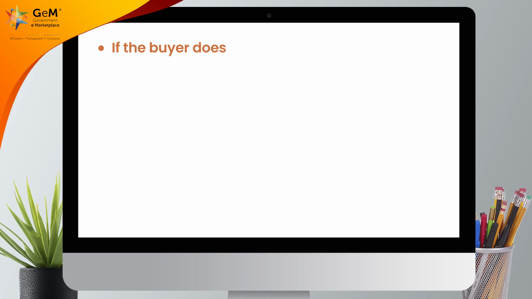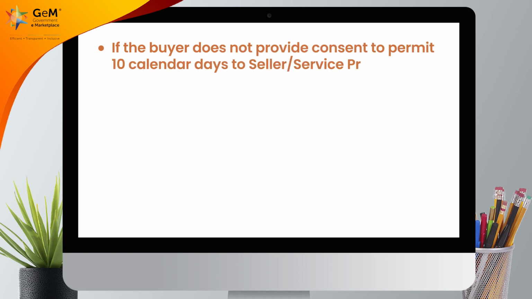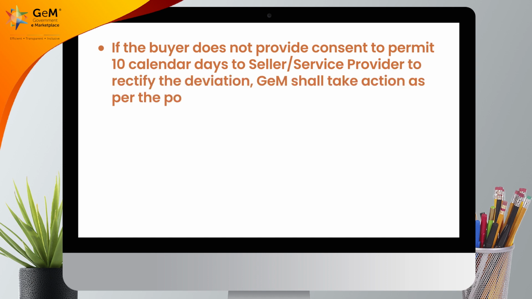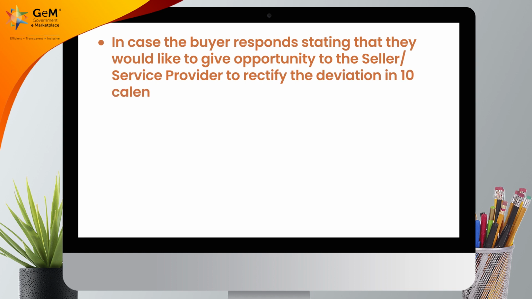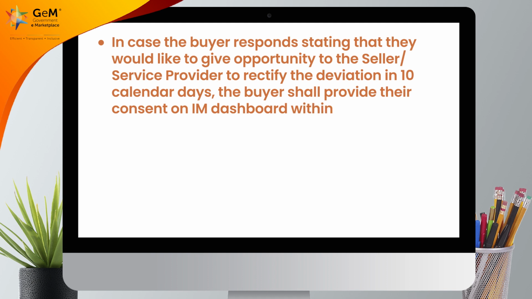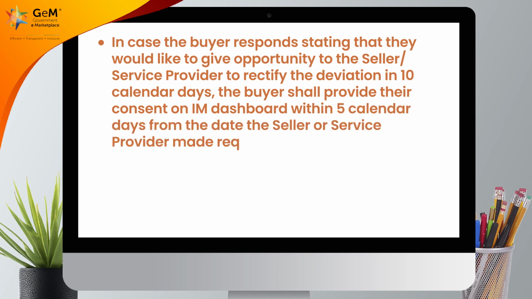If the buyer does not provide consent to permit 10 calendar days to the seller service provider to rectify the deviation, GEM shall take action as per the policy. In case the buyer responds stating that they would like to give opportunity to the seller service provider to rectify the deviation in 10 calendar days, the buyer shall provide their consent on the IM dashboard within 5 calendar days from the date the seller or service provider made request to rectify the deviation.